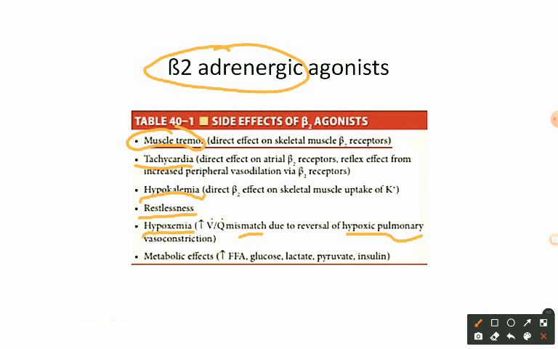It is rare. We also have metabolic effects. We have an increase in free fatty acids, hyperglycemia or increased glucose, increased lactic acid or lactate, and pyruvic acid or pyruvate, and an increase in insulin. By the way, these are just common. The most common side effects are muscle tremors and tachycardia.